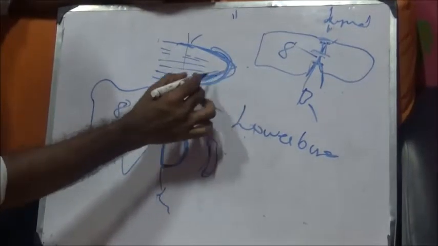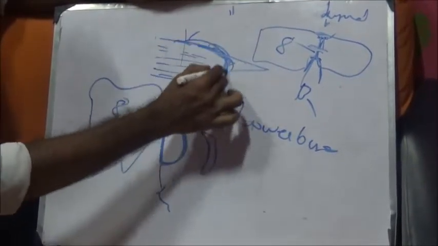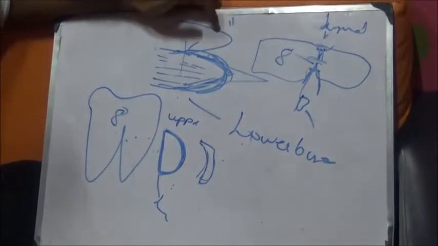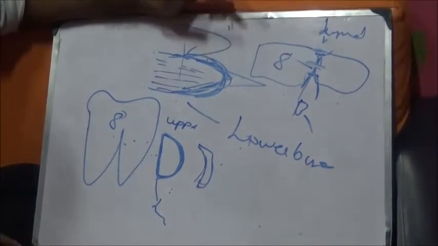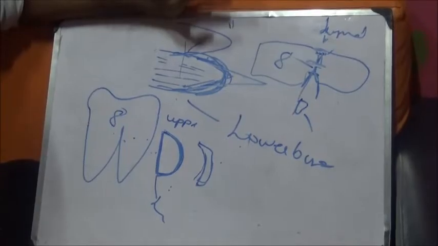So the tip should not be so sharp, and it should not be so rounded. There should be some taper like this. It is not too rounded, it is not too sharp. So it should be ideal. It is the ideal one. Can you see?